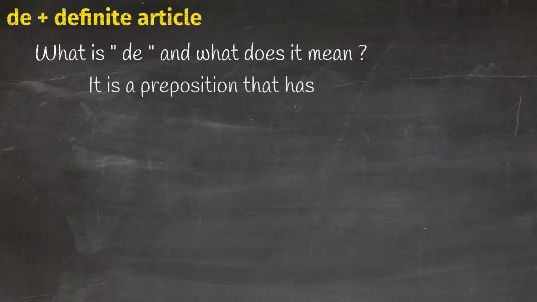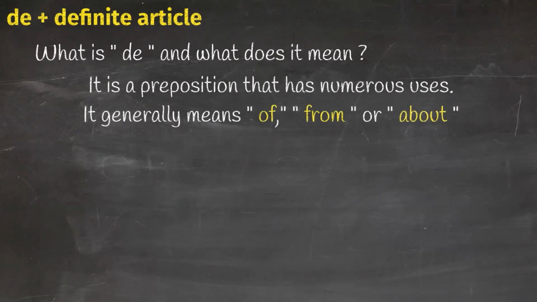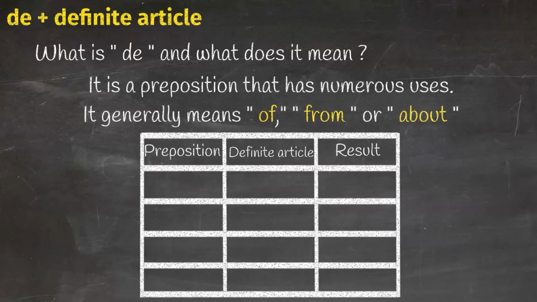Now let's talk about de. What is it and what does it mean? It is also a preposition that has numerous uses. It generally means of, from, or about. Now, let's see what is the reaction of de when there is a definite article right next to it. If the preposition is de and the definite article is le. So, we have a combination and the result is du.